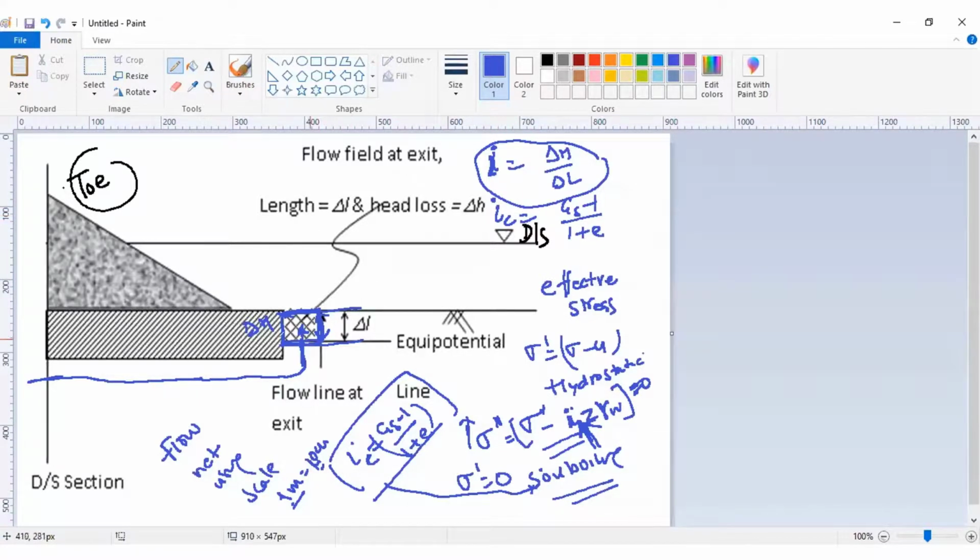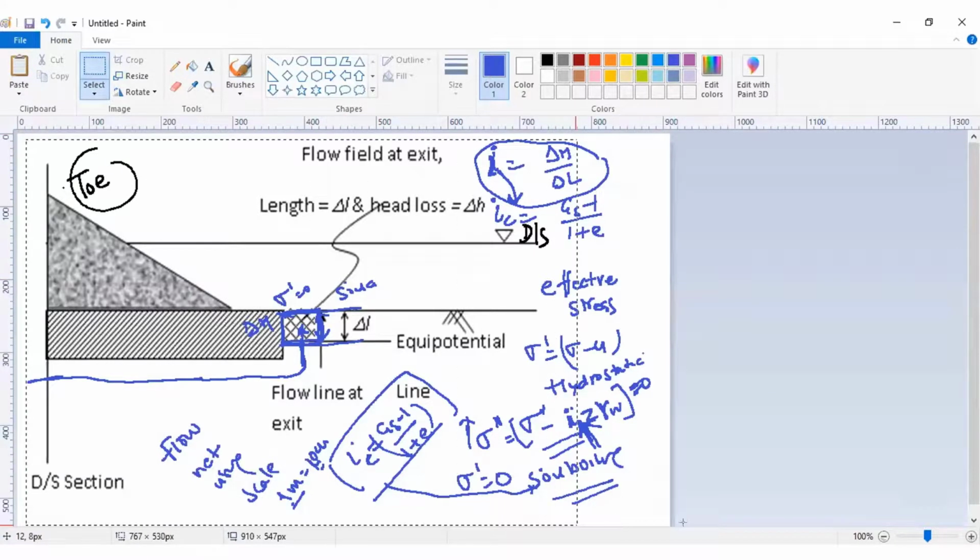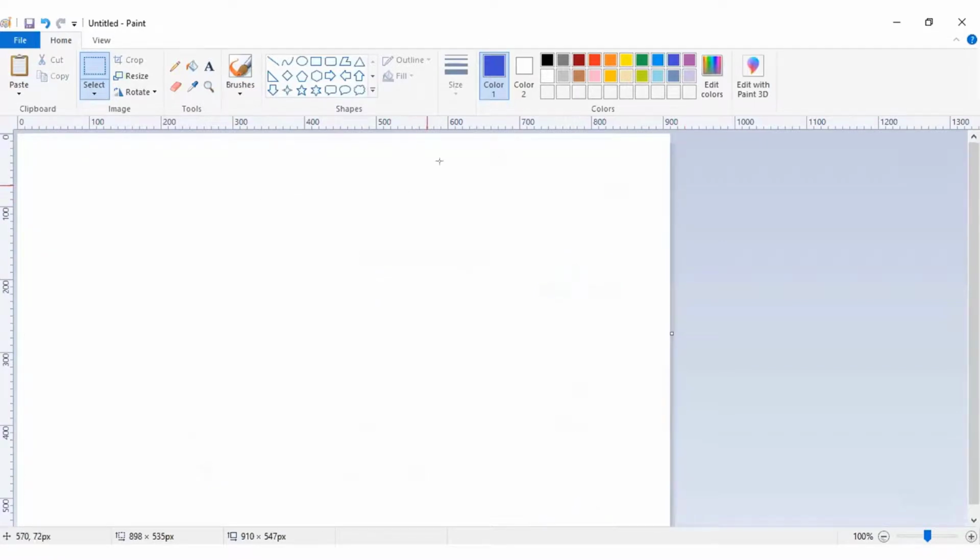And we will never want the value of I to reach this value of IC. If the applied value of I reaches the value of IC, then the soil boiling condition will be achieved, and the effective stress will become zero here at the downstream end. And then it will be difficult to ensure the stability of the structure, because a huge amount of stress is generated at the downstream end.